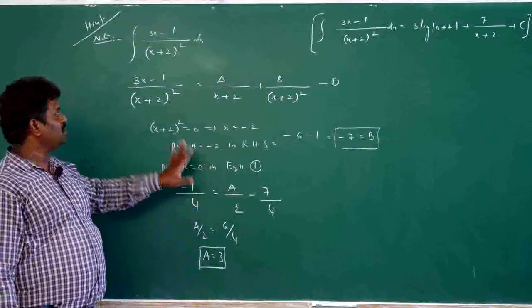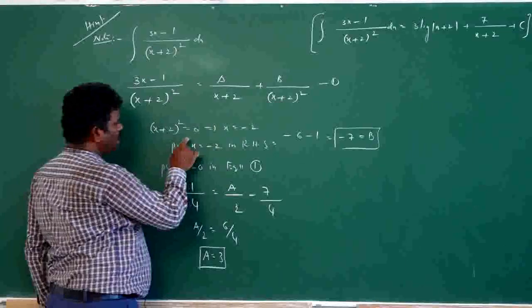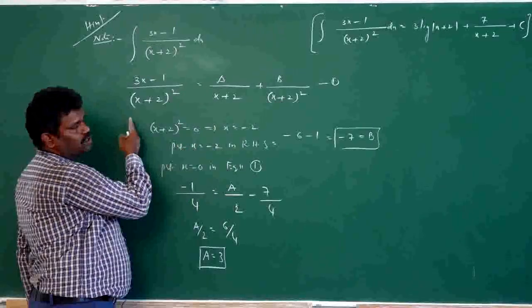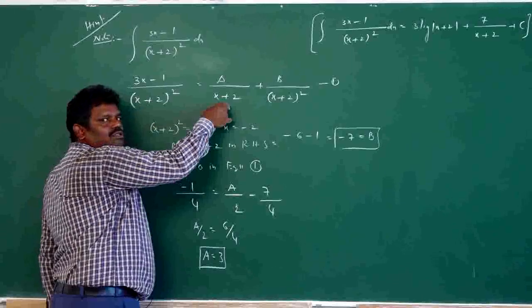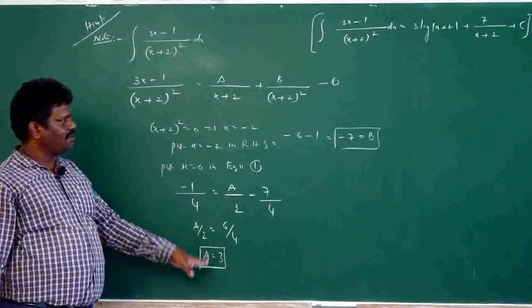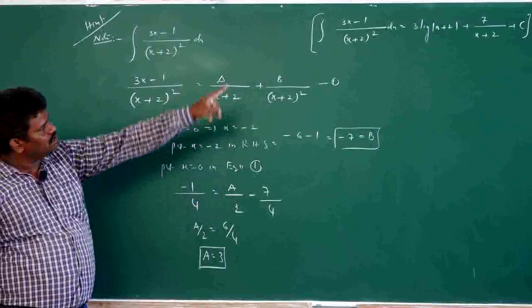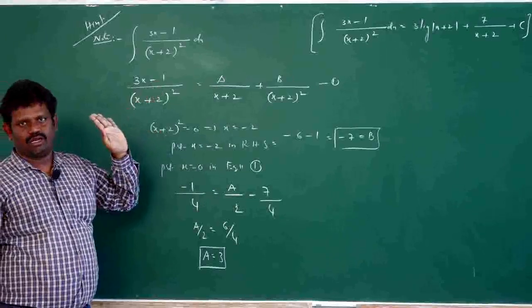So this is the shortcut method when only a repeated factor is given. First we take the repeated factor, find its root, and substitute in the RHS only. Next we put x = 0 in the above equation and find the a value and b value constants. We substitute them in the above equation and, applying the integration, we get the same answer.